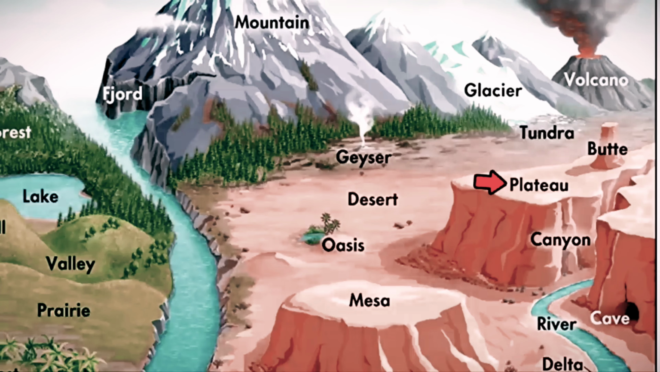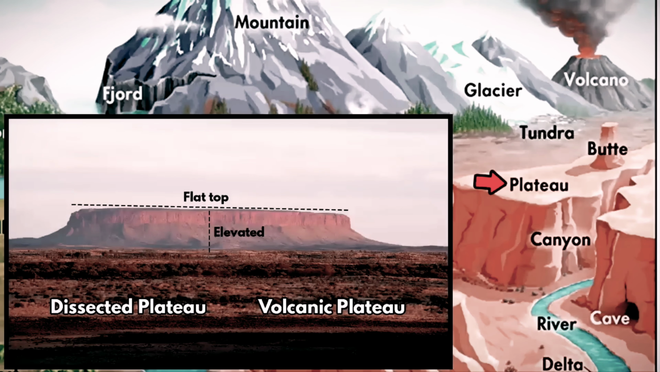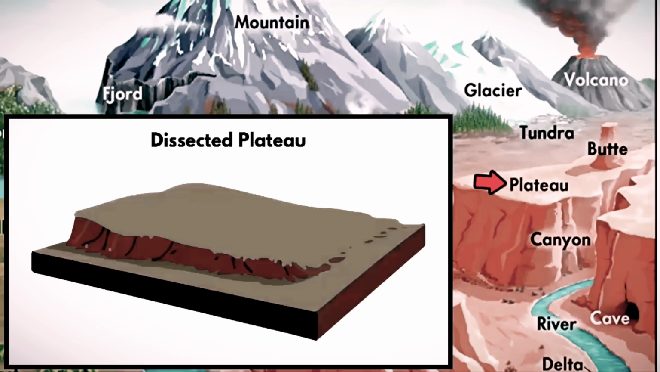The next one is plateau. A plateau is a flat elevated piece of land that is higher than the surrounding land area. There are two kinds of plateau: dissected plateaus and volcanic plateaus. Dissected plateaus look like this. These are formed due to upward movement in the Earth's crust. One side of this plateau will have a slope.